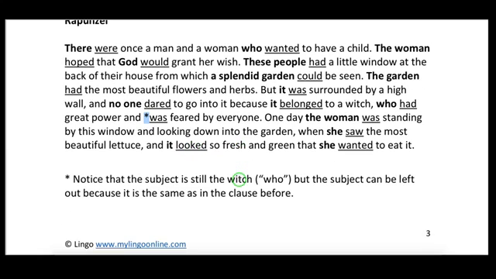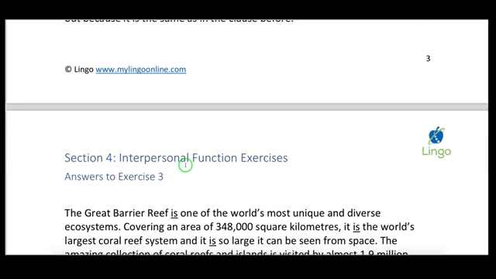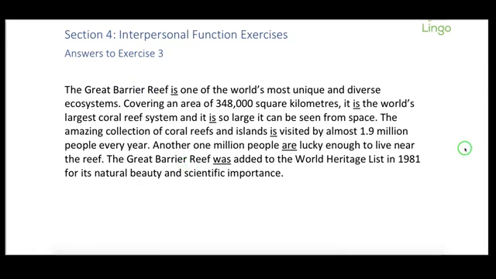And the rest of these examples are pretty straightforward, I think, so I won't explain them just now. Now, the third exercise here is a little text about the Great Barrier Reef, and the finite element is missing, and you have to put it in. In each case, the finite is some form of the verb to be. So, is, are, was, were, and so on.